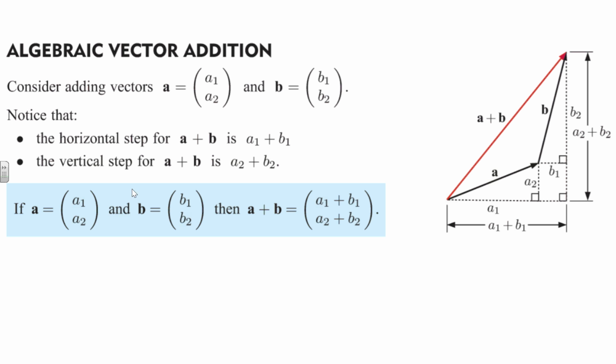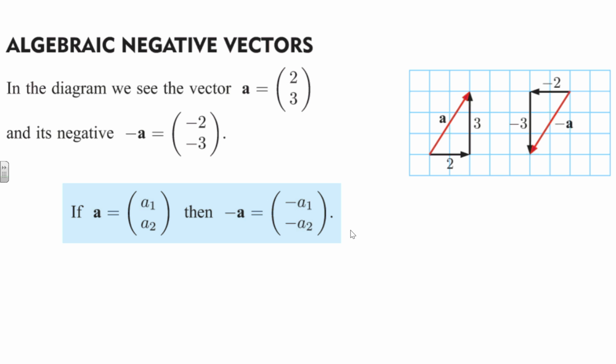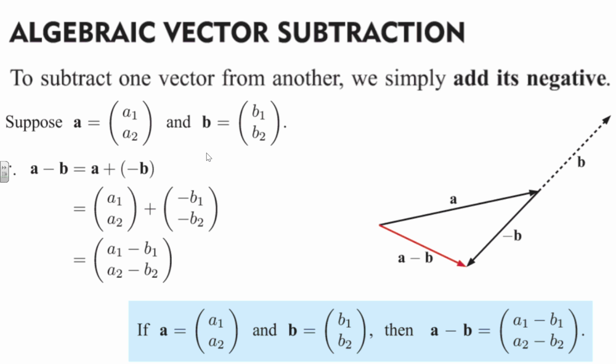If I have a vector A and a vector B, and I want vector A plus vector B, I'm just going to add the components together. So A1 plus B1, A2 plus B2. Same thing if I have a negative vector. A negative vector just means I'm going to multiply each component by negative 1. So vector A is (2, 3), negative vector A is (-2, -3). Okay, pretty simple there. And if I am doing subtraction, well, subtraction is really just addition with a negative number. So A minus B equals vector A plus negative vector B.